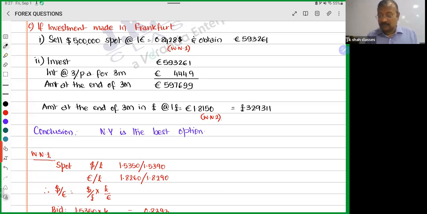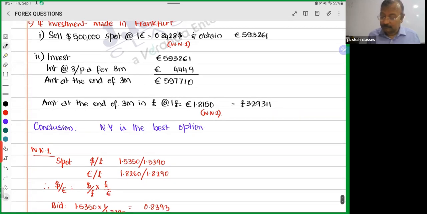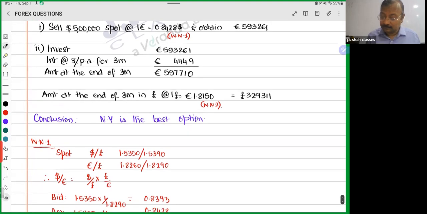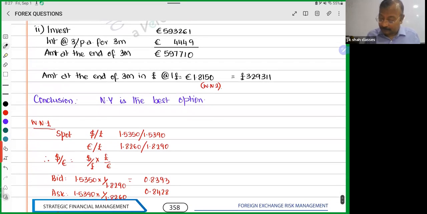And 593,261 into 3% divided by 4, ये तो वही आ रहा है. So total 593,261 plus 449, 597,710. ये वर्किंग नोट 2 इधर कर देना.